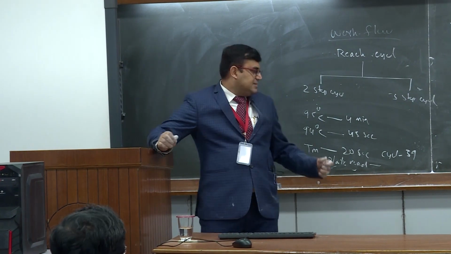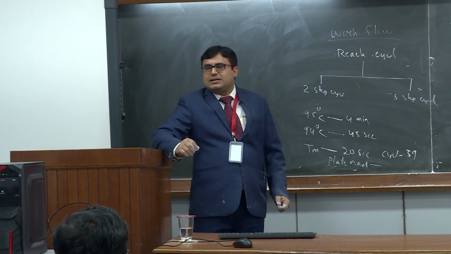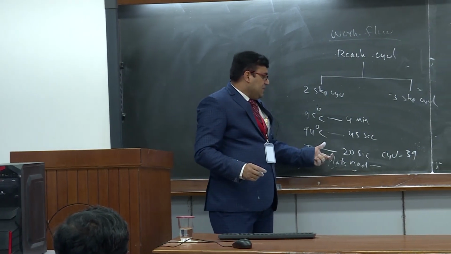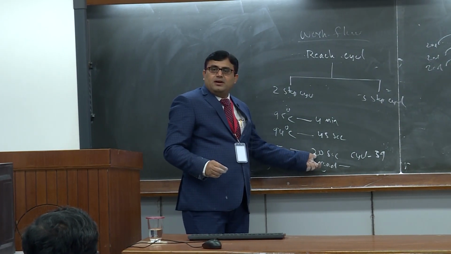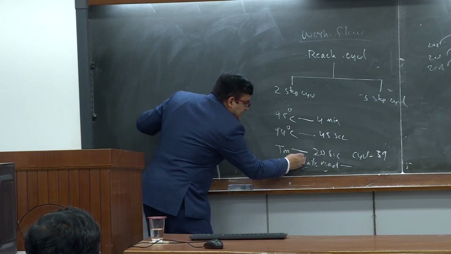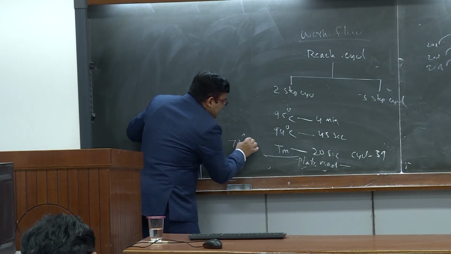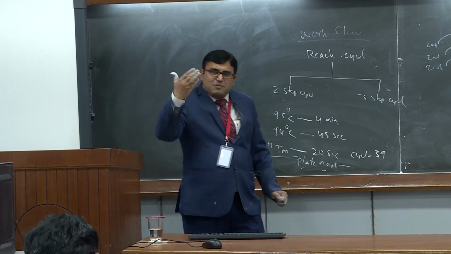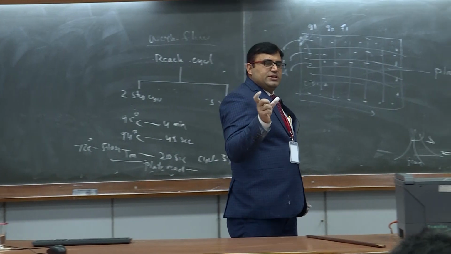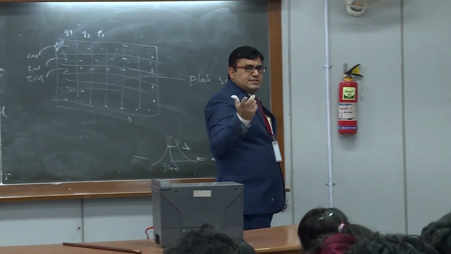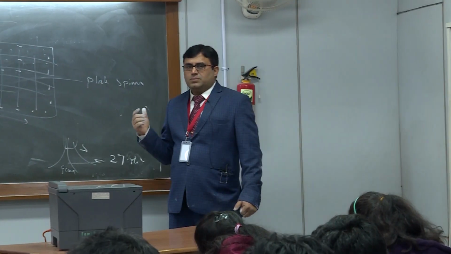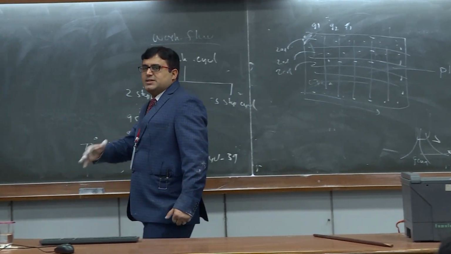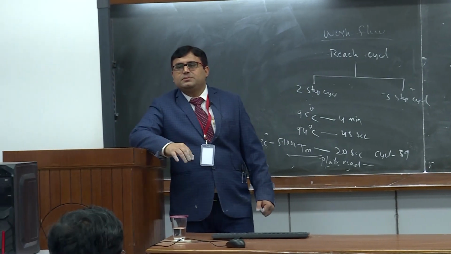So this is called the two-step cycle. There is a three-step cycle where all parameters are the same. The only thing is, before the plate read, we add an extra step of 72 degrees Celsius for 5 to 10 seconds, and after that the plate read comes. So this is called the three-step cycle. The rest of the parameters are the same.